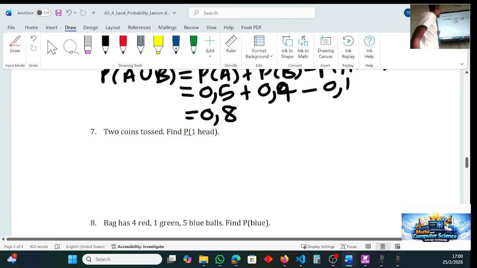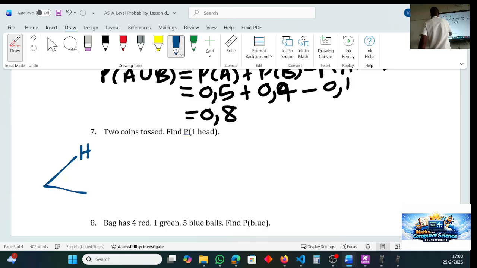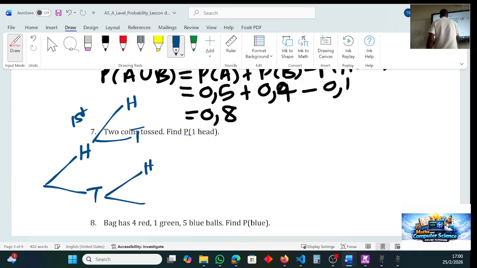Then 2 coins are tossed. Find the probability of getting one head. So our interest is in one head. Here we would need a tree diagram. Let me change my color to blue to draw a tree diagram which will give me either head or tail. That is the first toss, and for the second toss I can again get head or tail. Even here I can get head or tail. And this will be the second toss.